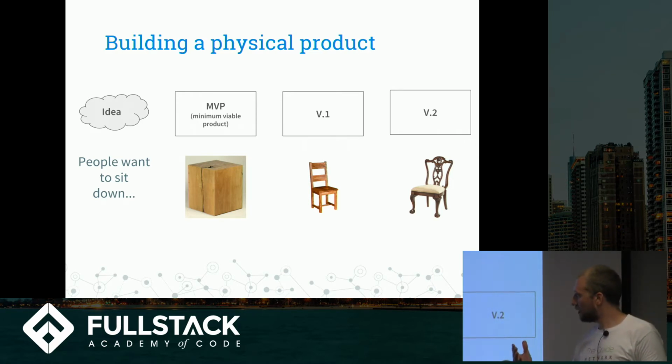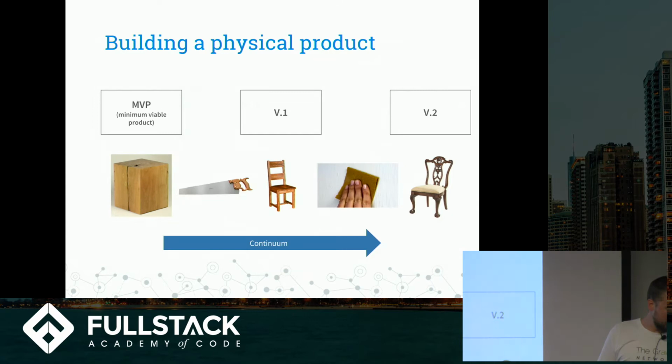Over time, what we're going to do with that minimum viable product is refine it, and by the time we get to this stage, this is what we're going to call a version 1 of a chair. It's like a real, actual chair with a back. And then by the time we get to this pretty one, this is kind of our version 2. The point, though, is that this does not happen overnight, and we also didn't go straight from idea all the way to finished version 2, right? There were a lot of steps in between.